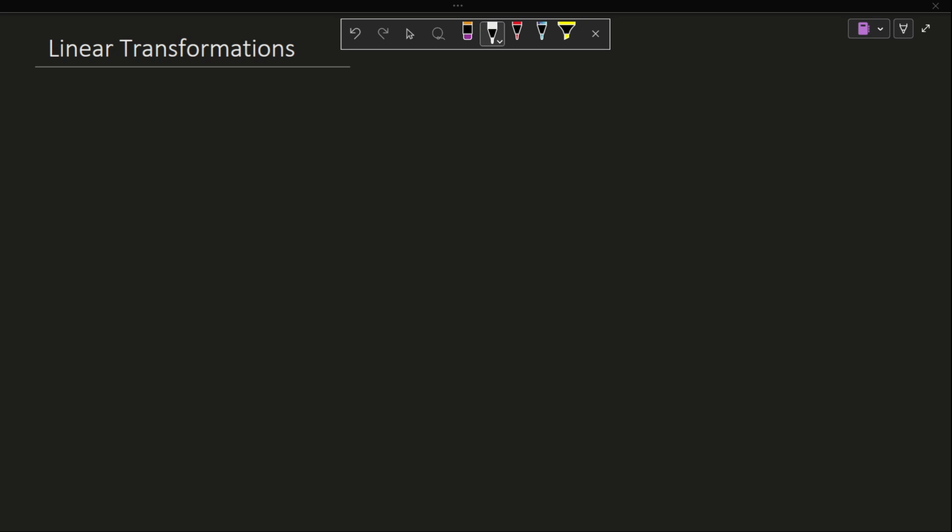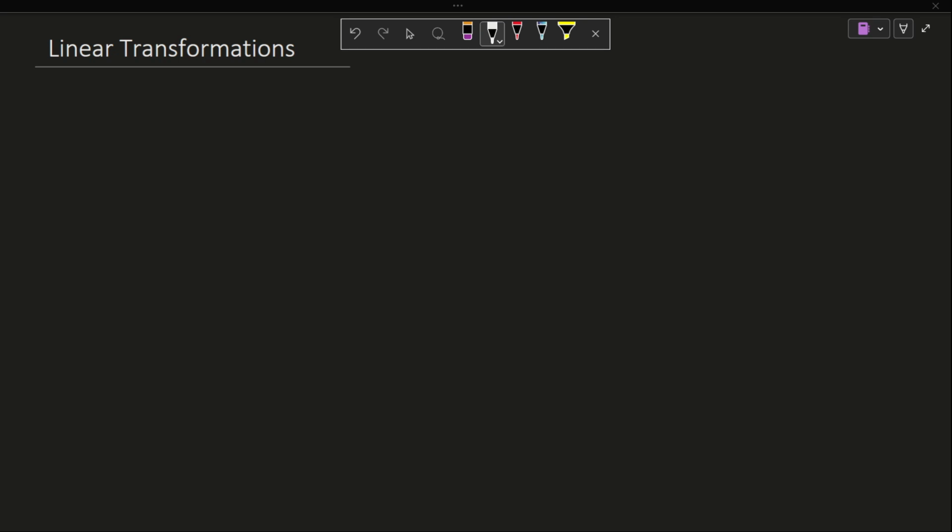So we've officially entered section 3 of our series, and this is going to start off with linear transformations, which is a very interesting topic in linear algebra, and I'm going to do my best to introduce you to the magic of linear transformations.